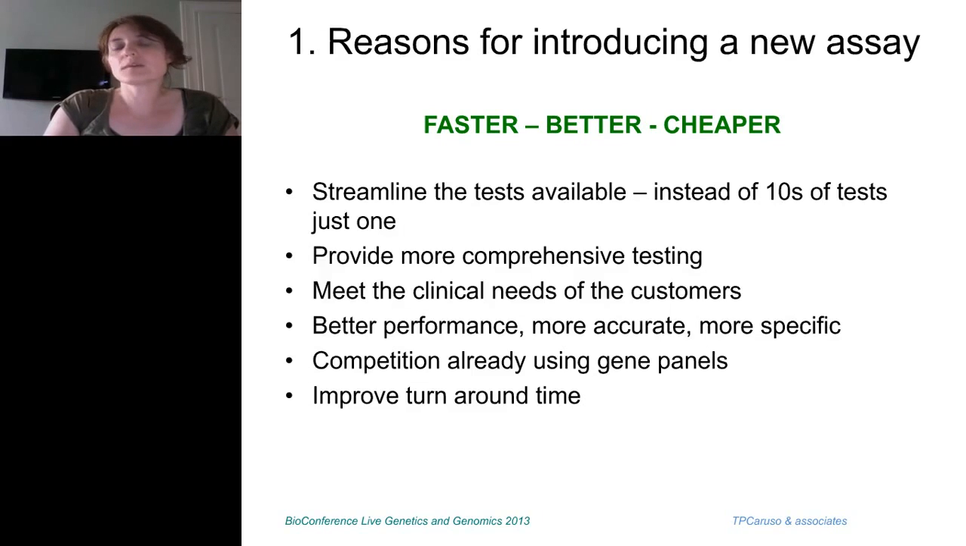You also can provide more comprehensive testing, obviously, if there are 2 more additional genes or 5 more additional genes that can be tested for this particular condition. For example, for cancer, there's more and more genes coming that people want to test. So that might be useful. Also, to meet more of the clinical needs of the customers, that might be more important.